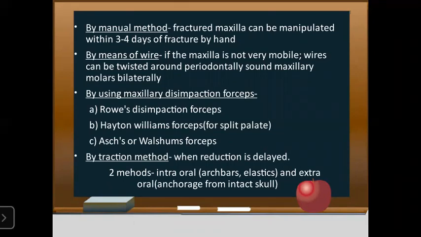The disimpaction carried out is same as that of Lefort 1 fracture. One pair of Rowe's disimpaction forceps is used. The unpadded blade is passed through the nostril, and the padded blade is into the mouth, and the palate is grasped in tightly. The operator should stand behind the patient, grasp the two forceps, and manipulate to disimpact the maxilla and bring it to place. A rocking motion is used in this procedure.